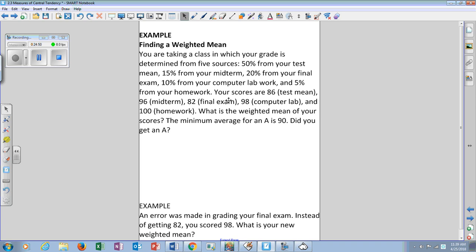You're taking a class in which your grade is determined from 5 sources. 50% from your test mean, 15% from your midterm, 20% from your final, 10% from your computer lab work, and 5% from your homework. Your scores are 86 for your test mean. So you're going to do 86 times 0.5. Then 15% from your midterm. Midterm was 96 times 0.15.